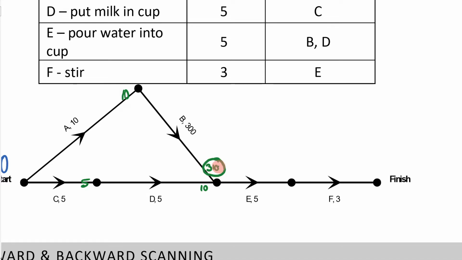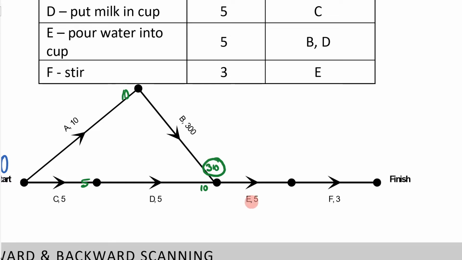We're still waiting here. So I want you to picture something for a second. Picture the fact that you've done this first step here. You've got to 10 seconds. You've put coffee in the cup. You've put milk in the cup. You're done in 10 seconds. But now you still have to wait another 300 seconds until the water is boiled. So the earliest start time for E has to be 310. That's why we've circled it.